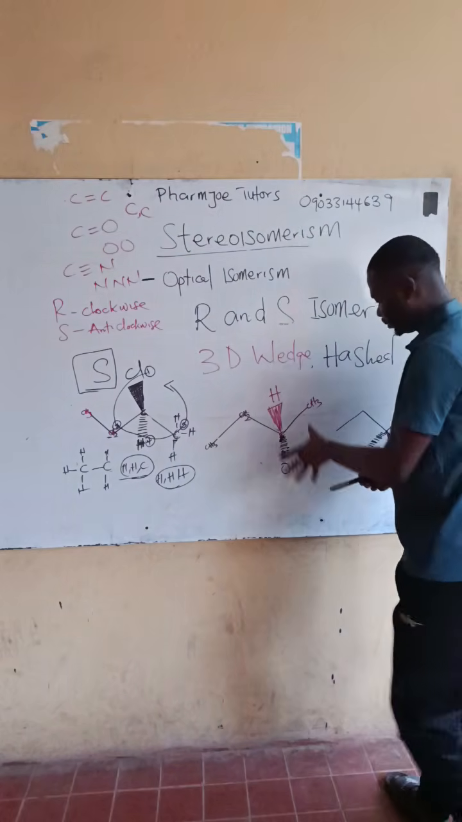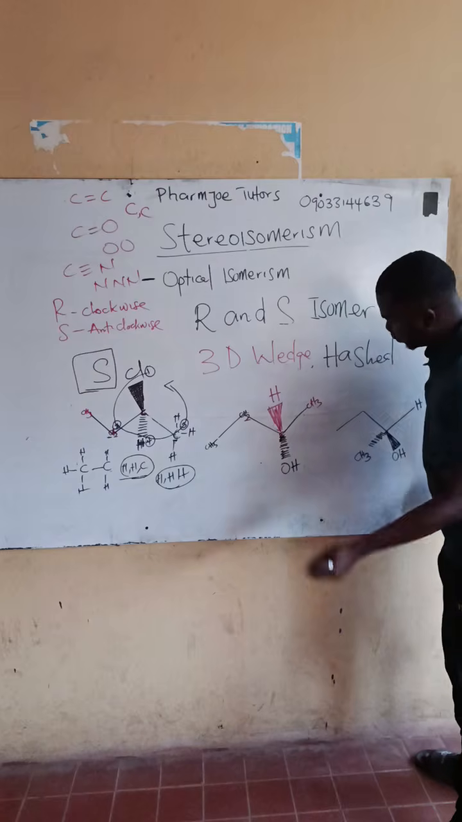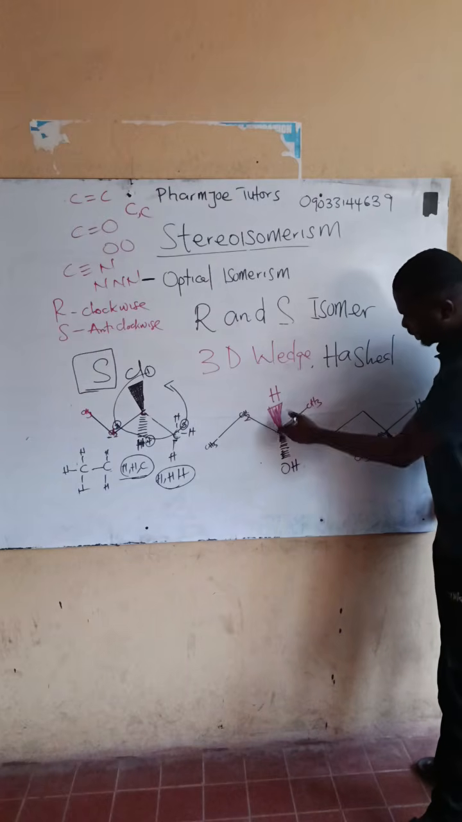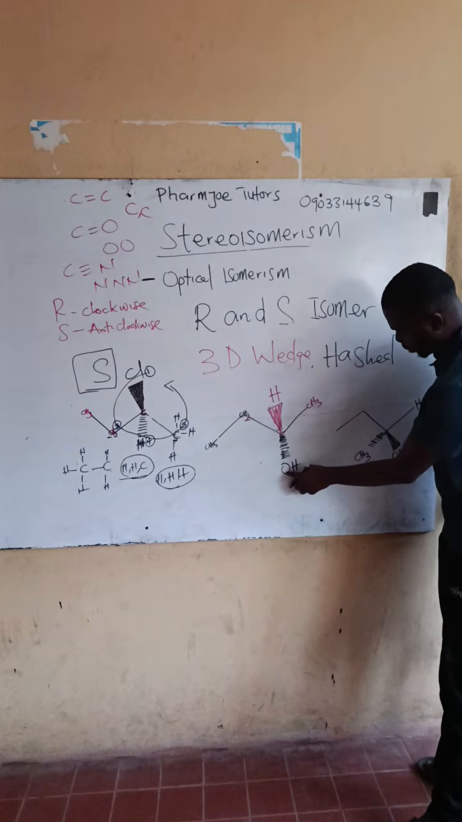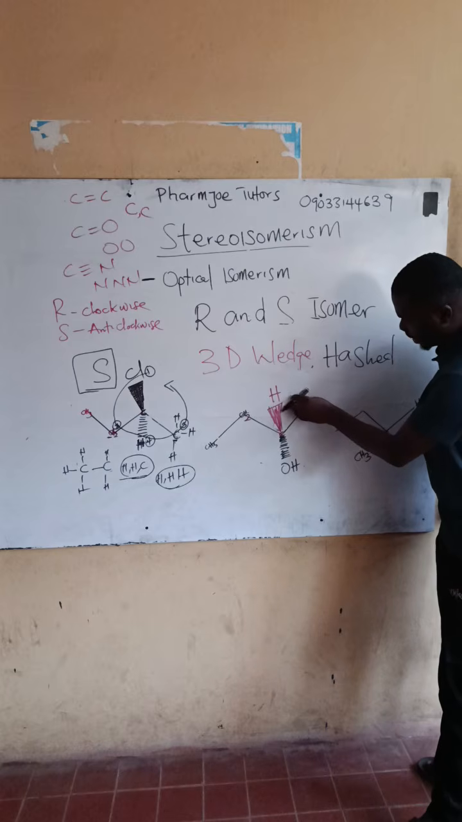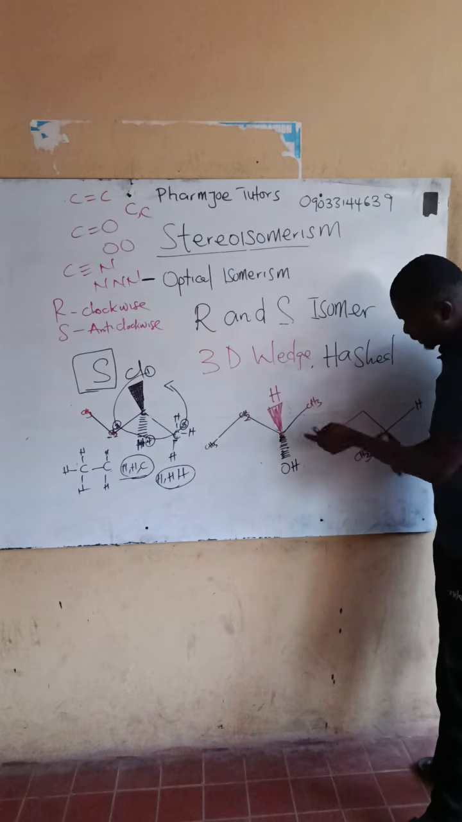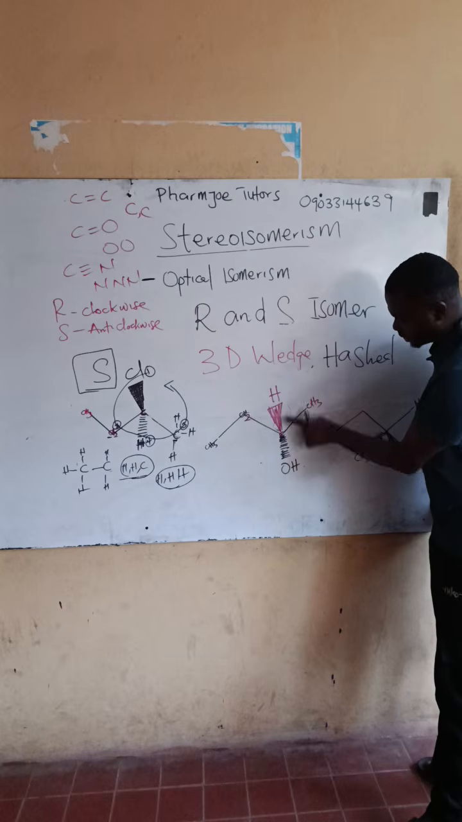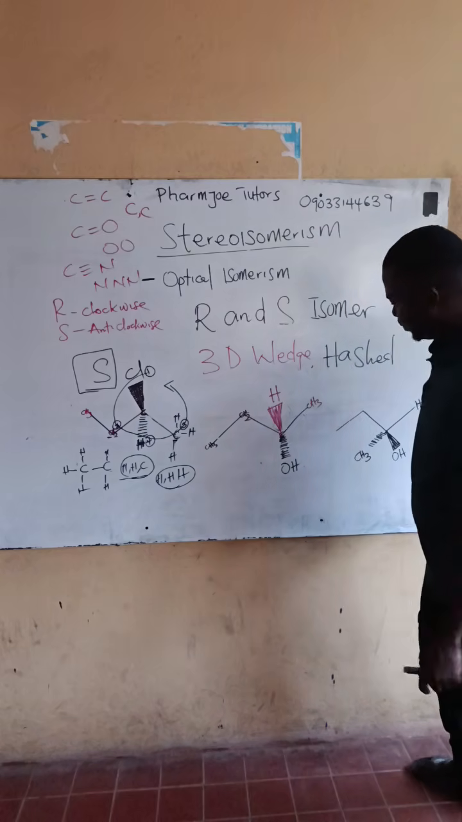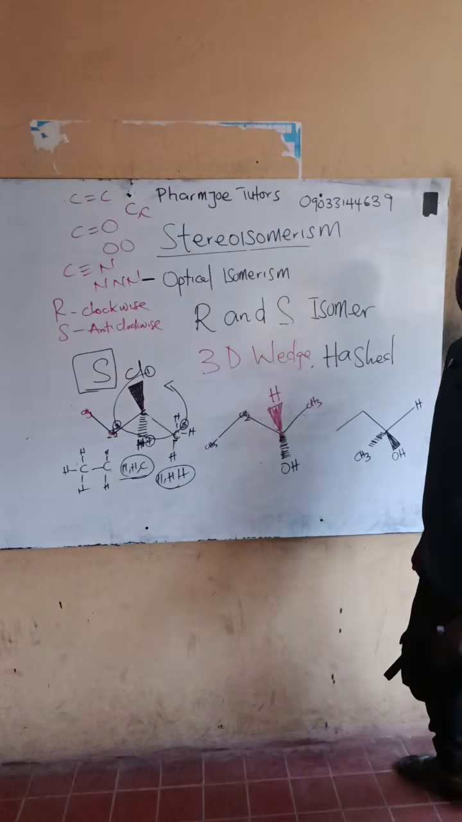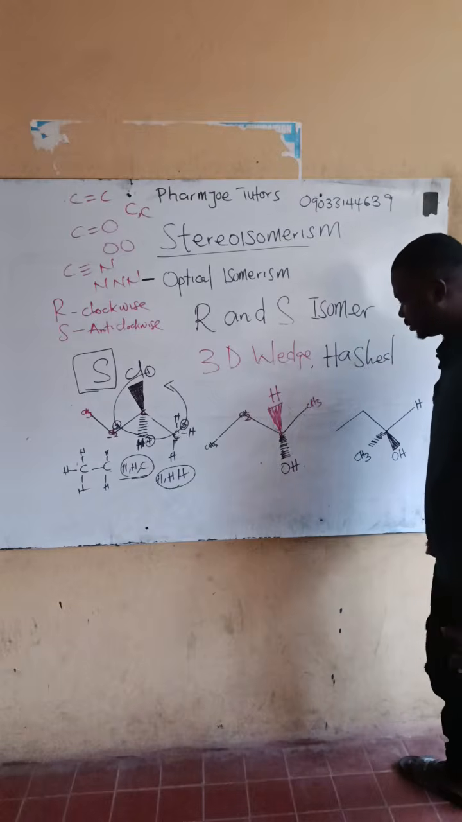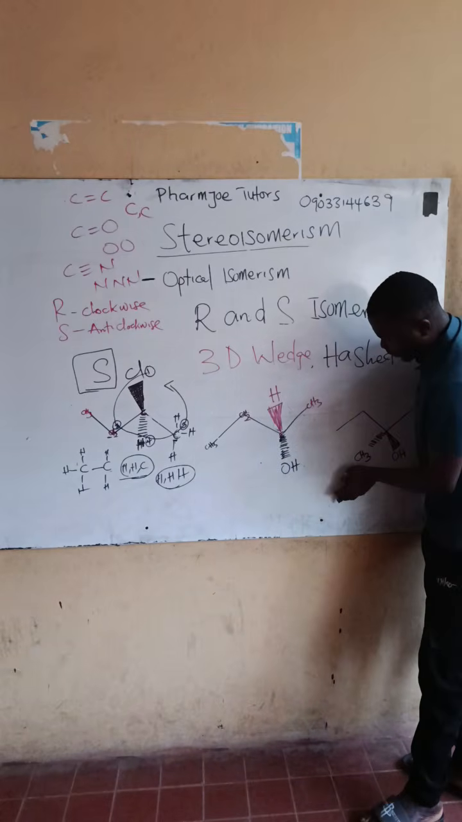I want us to do the same thing on this guy. Very simple. Who is giving the priority? Let's really give priority to them. Priority: oxygen, we have CH3, we have hydrogen, and we have carbon there. Now, what do you notice about this case? In this case, our hydrogen was not on the hash. Our hydrogen is on the wedge. Because our hydrogen is on the wedge, what do we do in this case? I need somebody to give me an answer to this. Very simple. What do we do?